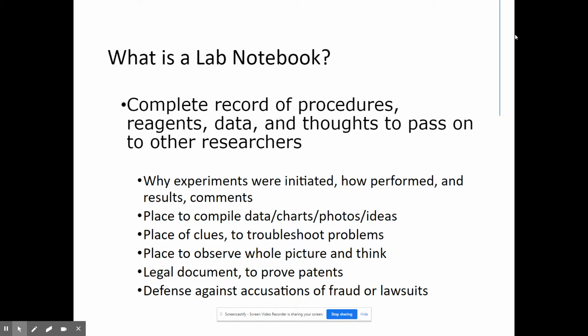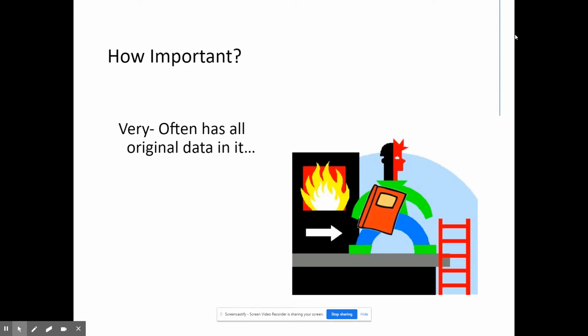So we're just going to practice doing this. Also, a great example of the way a lab notebook came into effect was the example of Watson and Crick. There were two different people that came up with the idea of DNA almost at the same time. And the way they decided who they were going to give credit to for the discovery was lab notebooks and the dates that were written on there. So it's important to defend against accusations of fraud or lawsuits, who came up with what first. Those are all good reasons.